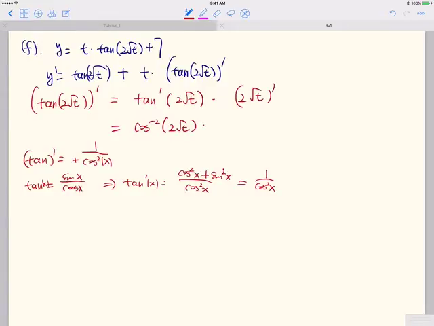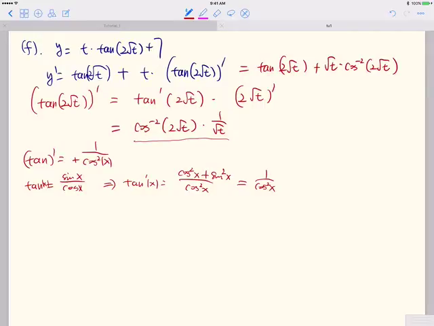Times, okay, so what's this one? This is just, so if we plug in, we can get the right answer, which is tangent of 2 times square root of t plus, which is, okay, so remember, this is t times this one, t times this one, so this will give us square root of t times cosine minus 2 of, right?